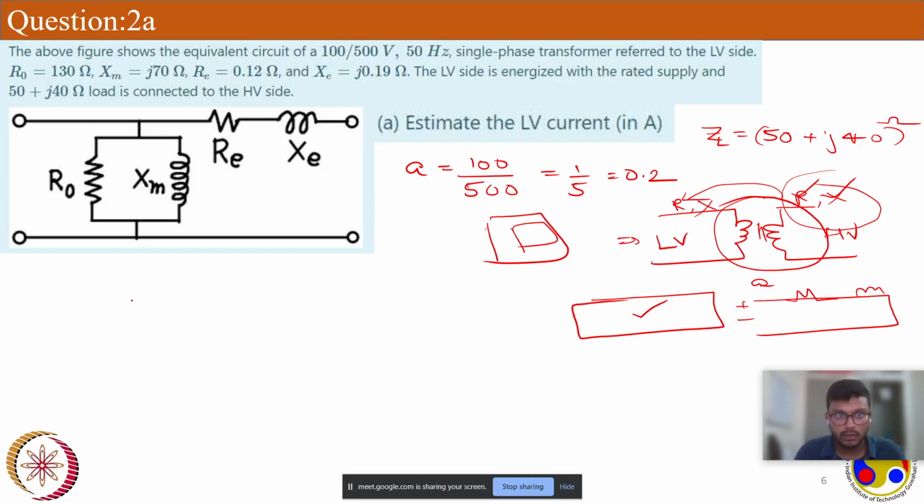So ZL is given. We need to refer this ZL to the primary side. I'm referring to ZL as ZL dash, which is on the primary side. Now, how do we refer resistances to the primary side? You have gone through the lectures, and in the last week also we discussed the same thing: how to refer current, how to refer voltage, how to refer resistance or impedances to either side.